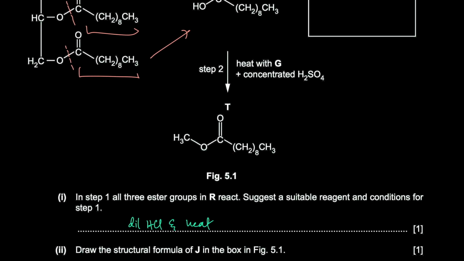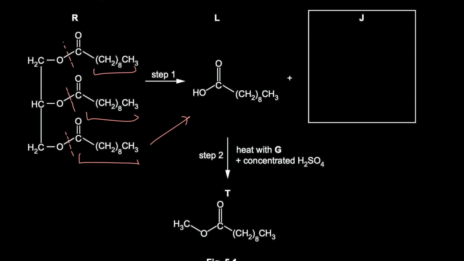Draw the structural formula of J in the box in figure 5.1. So the other compound that we're getting here is the CH2 becomes a CH2OH. So we get CH2OH, CHOH, and then CH2OH. Again, these guys all become hydroxyl groups. You do not have to draw it like this. You can give the skeletal formula, the structural formula, any valid structure. I've just drawn it the way they've given it.